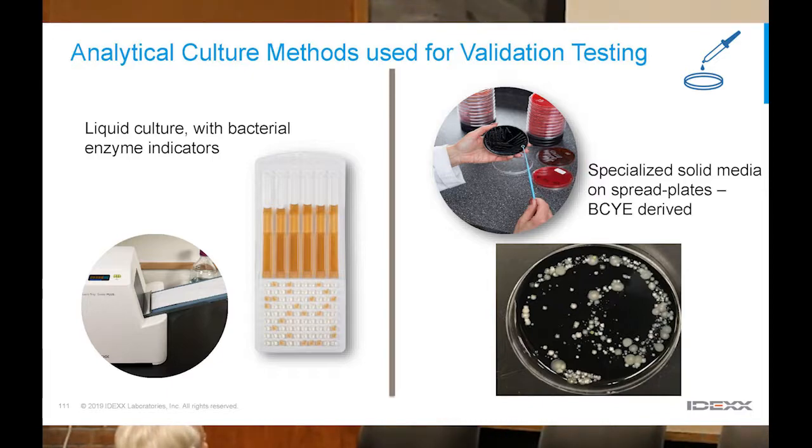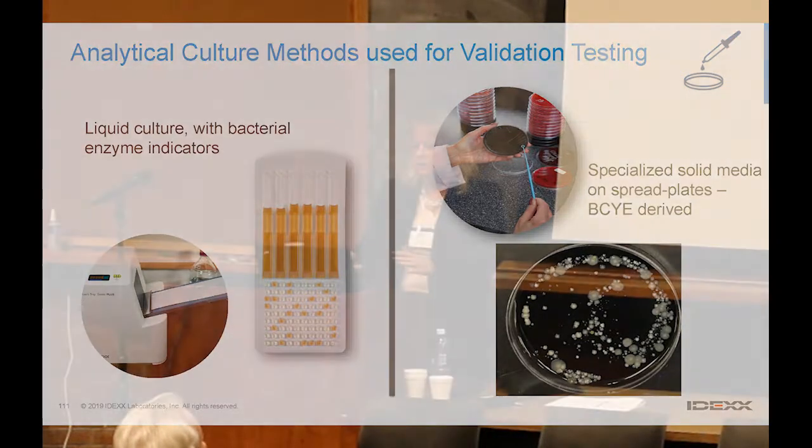The other way of performing culture is in liquid. And this is very similar to what we do for regular drinking water. For coliform and E. coli, you can either do them in the solid plates, you can do the media in tubes, or you can do them in Quanti-Trays like this. This is our method that we developed, which is called Legionella. So liquid culture or solid plate culture, those are the kinds of culturing methods.